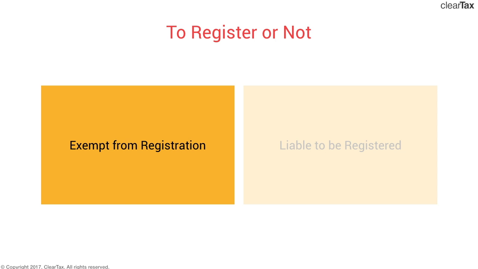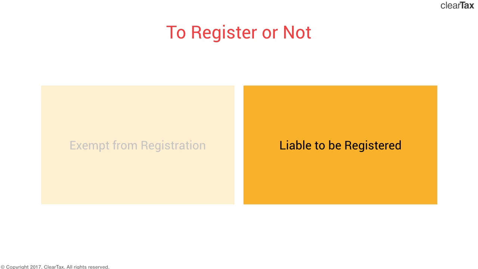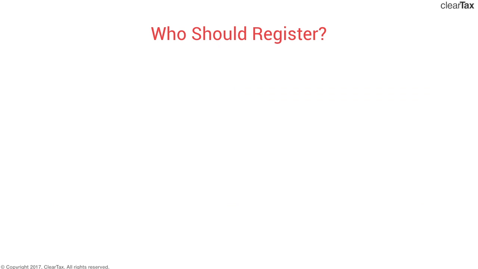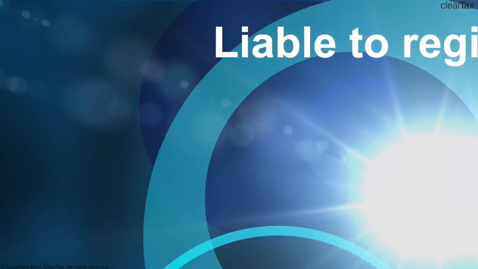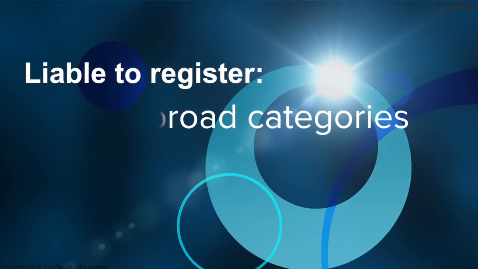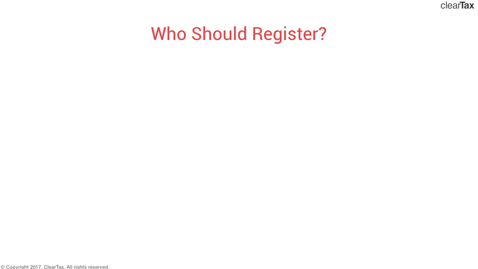In the last video, we checked out the 5 parties who are exempt from registration. We'll now look into the people who are liable to register. There are 3 broad categories under which you can place the people who are liable to register.